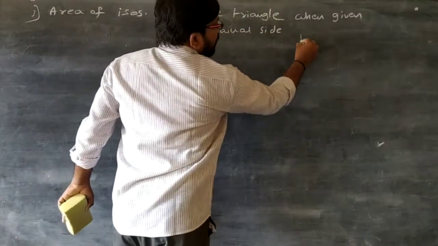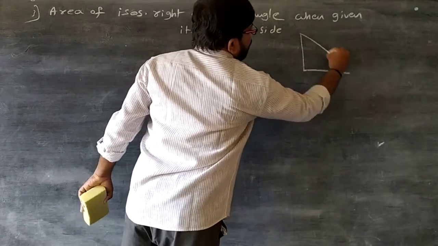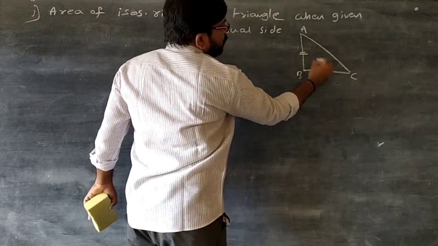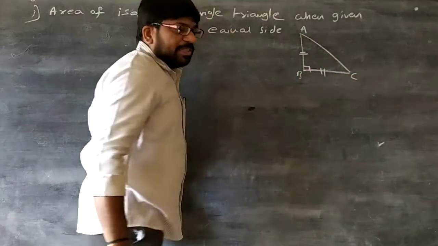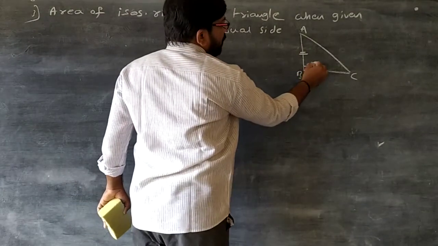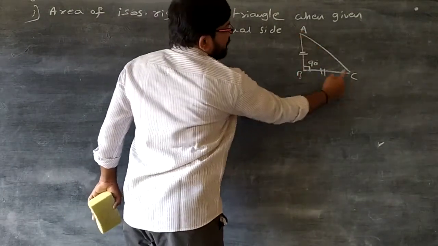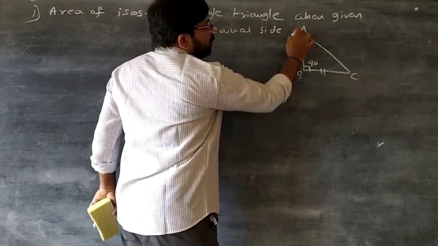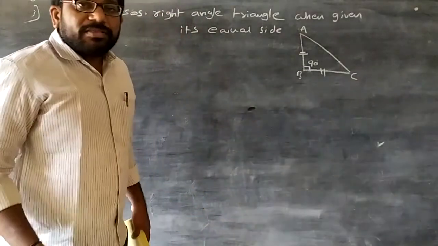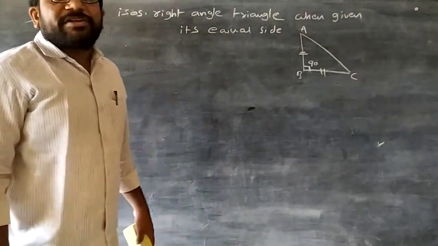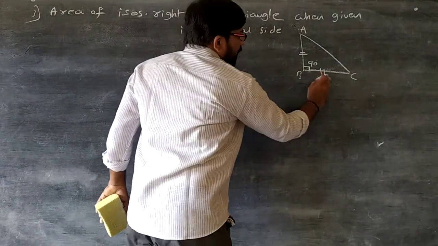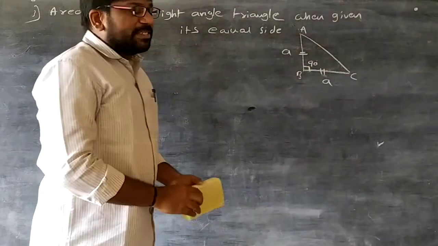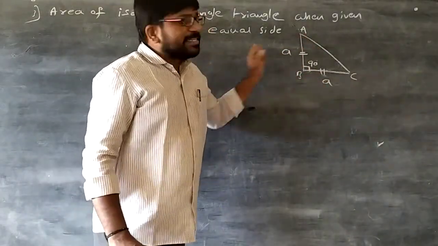See, it is a right angle triangle ABC in which these two sides are equal and the angle between them is 90 degrees. Observe carefully. In triangle ABC, angle B is 90 degrees and AB equals BC. These two sides are equal and one angle is 90, so the triangle is called an isosceles right angle triangle. If the equal side is A units, then the other is also A units.